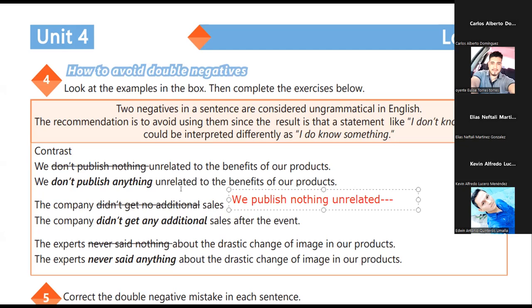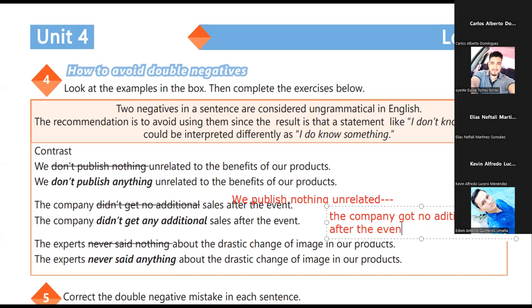Bien, de ahí tenemos el siguiente. Let's look at the next one. The company didn't get any additional. Okay, cambiemos el primero, el didn't. Ajá, the company, ¿cómo sería ahí? Si quitamos el didn't y lo hacemos afirmativo, ¿cómo sería el pasado de get? Got. Yes. The company got. Cambiamos el any, ¿verdad? Lo dejamos como el no. Got no additional sales after the event. ¿Ok? Y así sucesivamente podemos hacerlo. Hay diferentes formas, ¿ok?